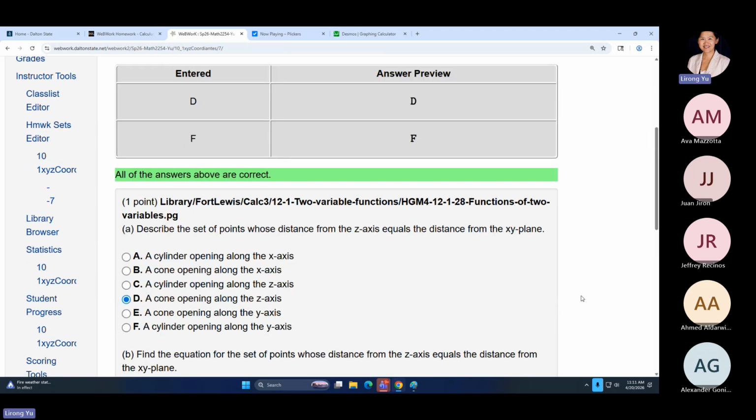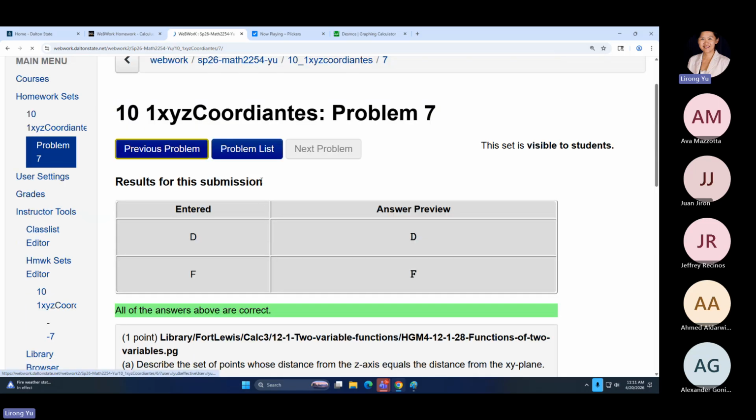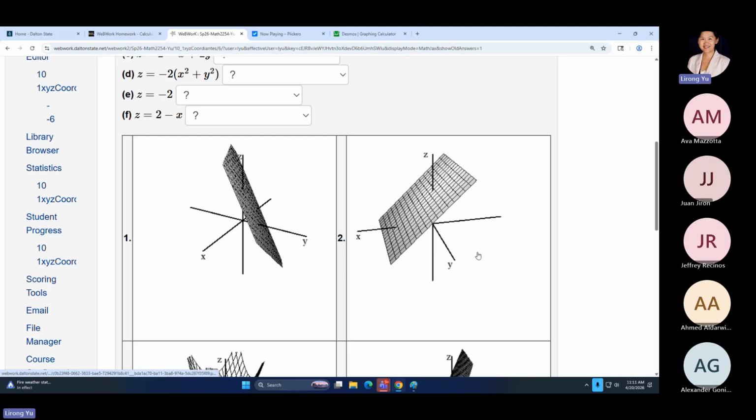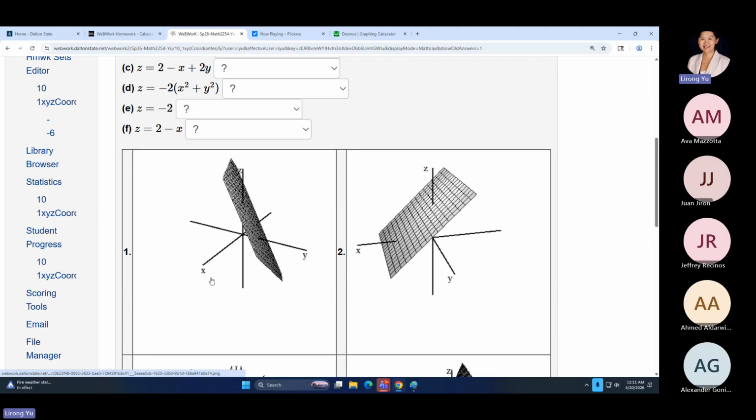Question 7. So we're reviewing a little bit of what we did last week. The question was asking to match the three-dimensional graph. It's a drawing using a two-dimensional image to represent a three-dimensional picture.